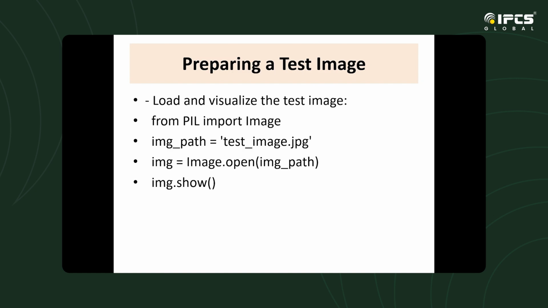So here I show how we can load and display the image using Python. From PIL import Image, then give the image path of the test image. Then img.show, so it will display the image. PIL is the library used to open and manipulate images in Python. In this example, it is used to load an image from a specified path and display it.